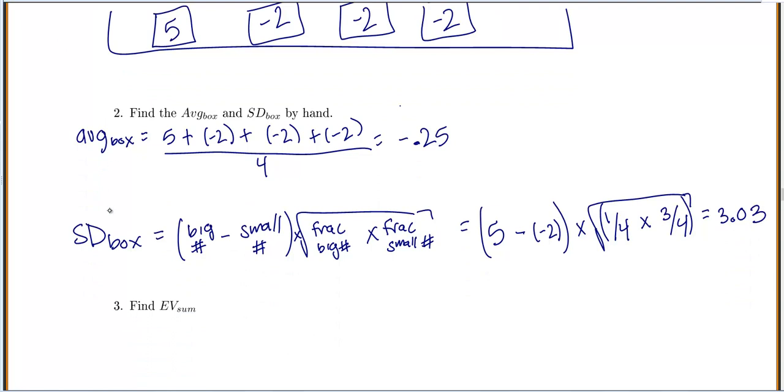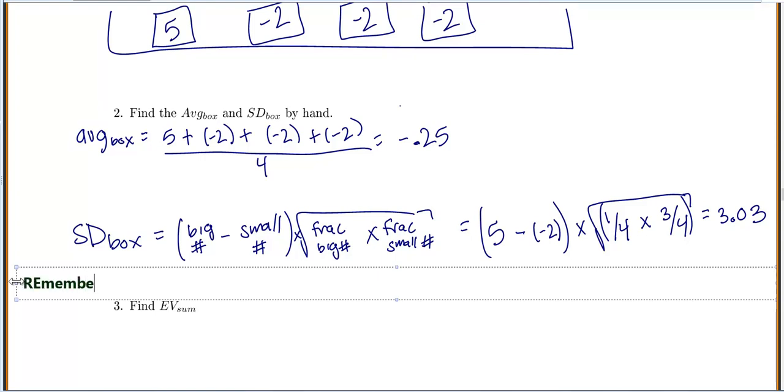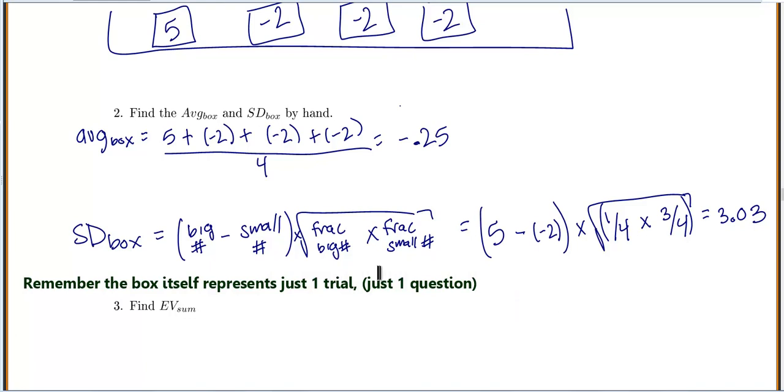So this is the average and standard deviation of the box. Remember, the box itself represents just one trial, or in this case, just one question. So it's saying if you answer just one question by guessing, the average score would be about negative 0.25, and the standard deviation would be 3.03. Now for the sum, it's saying now we're doing this 20 times and going to add up our results.